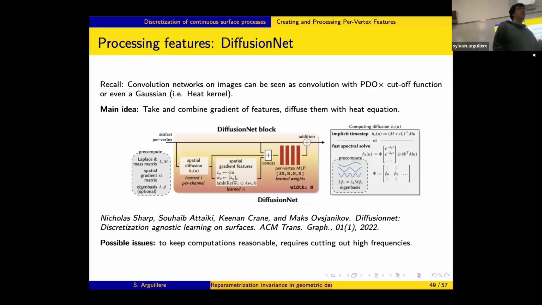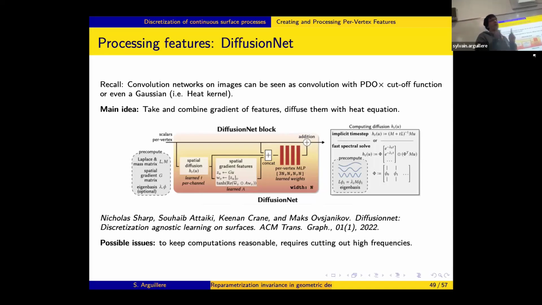Then you do some other stuff. Here, the way they do it is they take the gradients of the various scalar features that have been diffused, and then they combine them with per vertex MLPs, and they add it to the original. Anyway, you get a new vector feature field. So this part, it's not too hard.